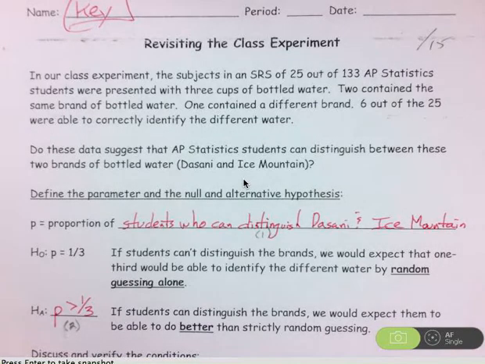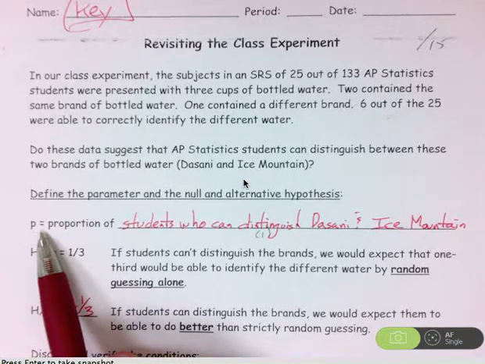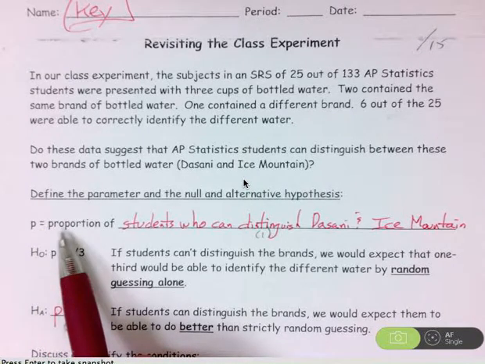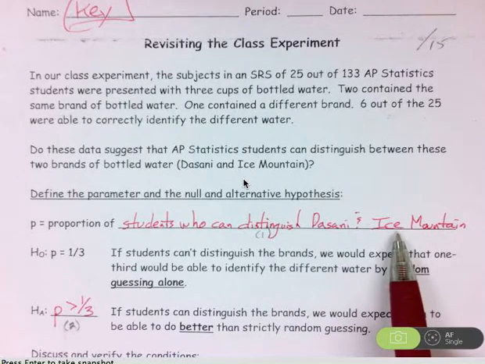Hi, let me take a few minutes and go over this handout where we revisited our class experiment. So, first of all, the parameter P is the proportion of students who can distinguish Dasani and Ice Mountain. Some of you were really careful and wrote it as the proportion of AP statistics students. That's all fine and good.